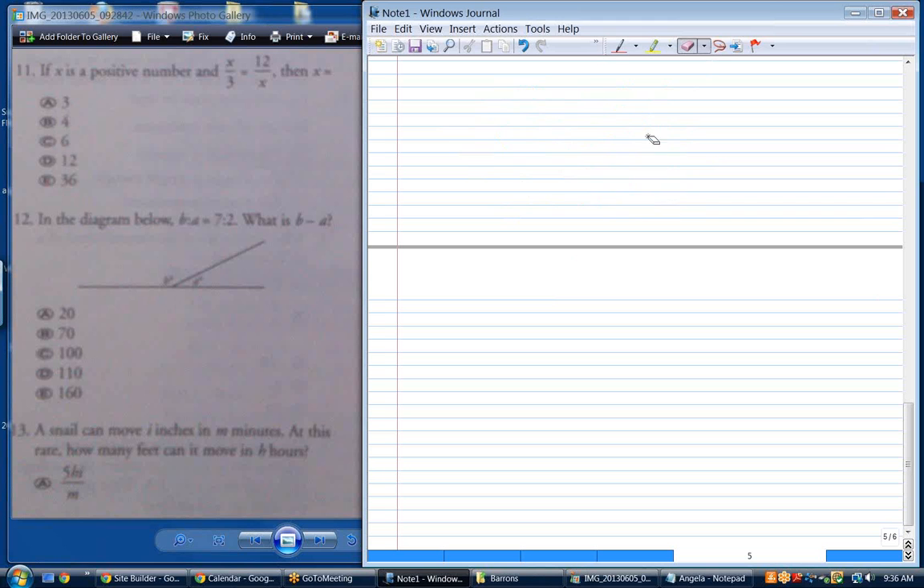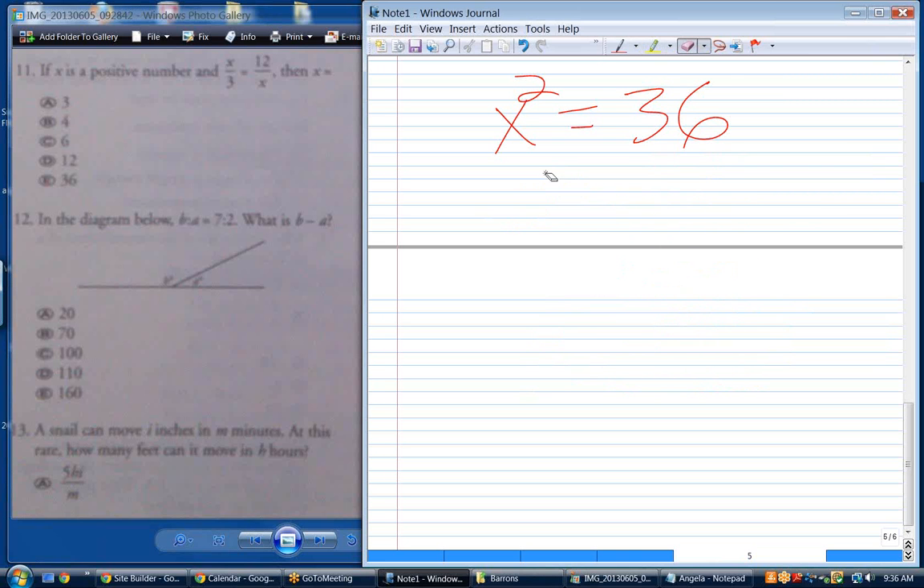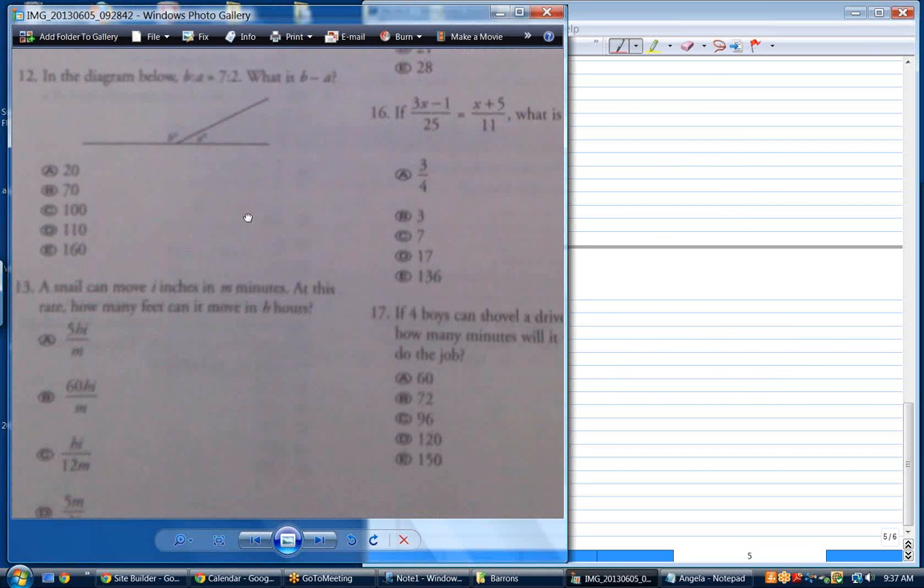The only reason I keep stressing that is because you're going to run into a problem that says, what's the product of the solutions to this? And if I had x squared equals 36, and I said, what's the product of the solutions? 36 would not be the answer, because the solutions are plus and minus 6, and so it's plus 6 times minus 6, so minus 36 would be the product of the solutions. Okay? Just in case we run into a problem like that, where we need to be able to use the plus and the minus.